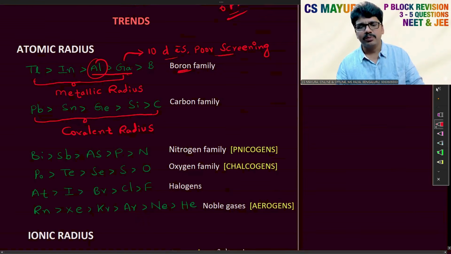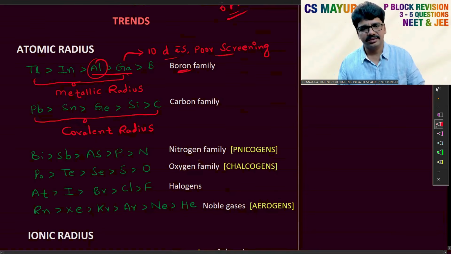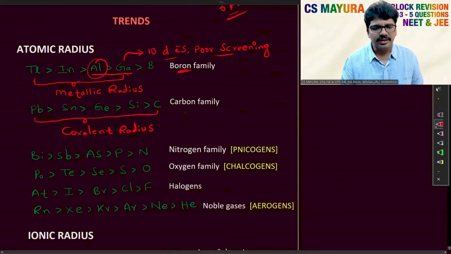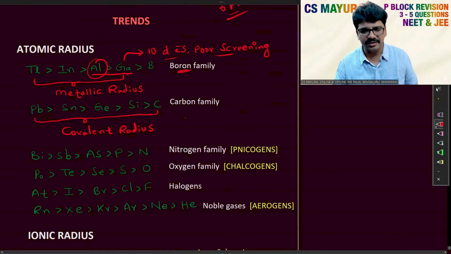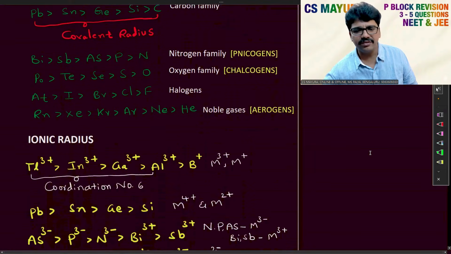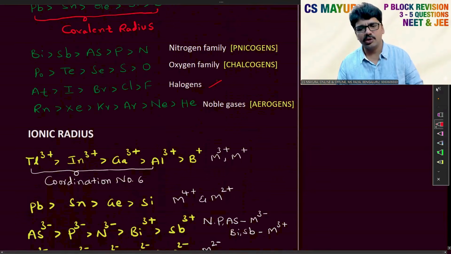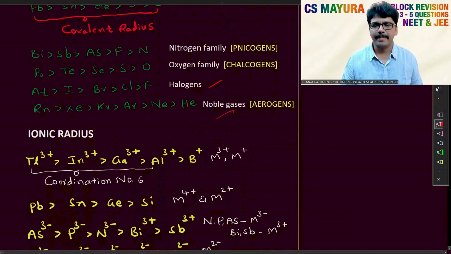So due to poor shielding effect of d electrons and higher effective nuclear charge, gallium size is reduced, which is less than aluminium. So in the boron family we observe this irregularity. Yes, coming to the carbon family, there is no exception, down the group increases. Nitrogen family, no exception, down the group increases. Oxygen family, no exception, down the group increases. Halogens, no exception, down the group increases. Noble gases, down the group increases.